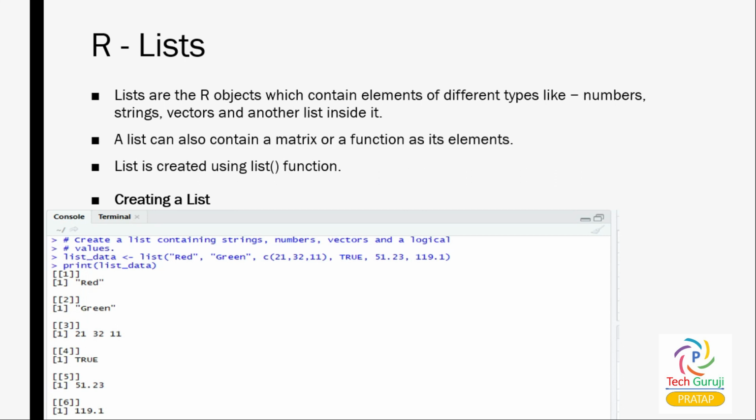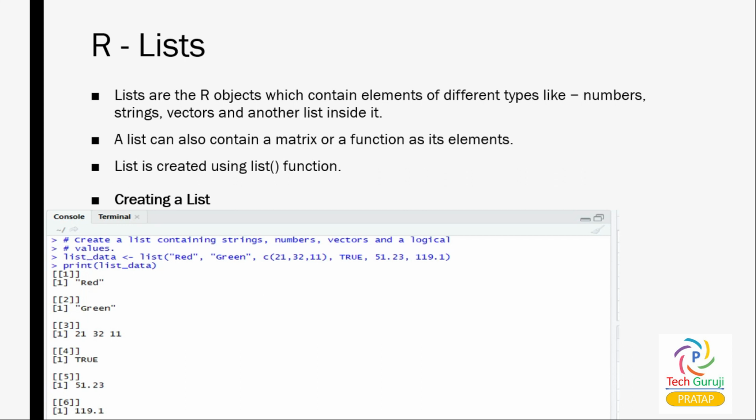Numbers, strings, vectors and another list inside it. A list can also contain a matrix or a function as its elements. A list can be created using the list function. What is the difference between a list and a vector?